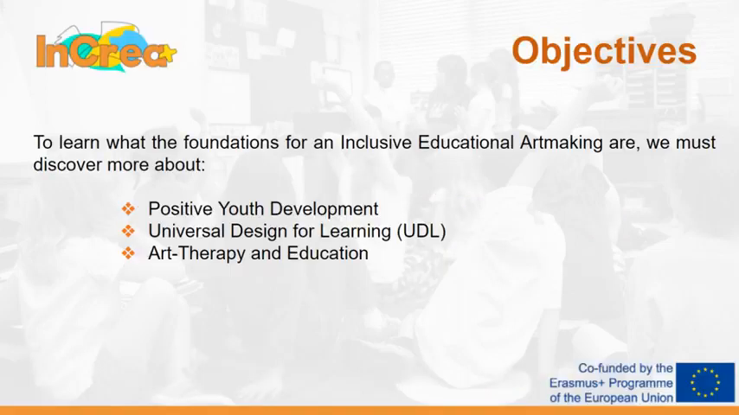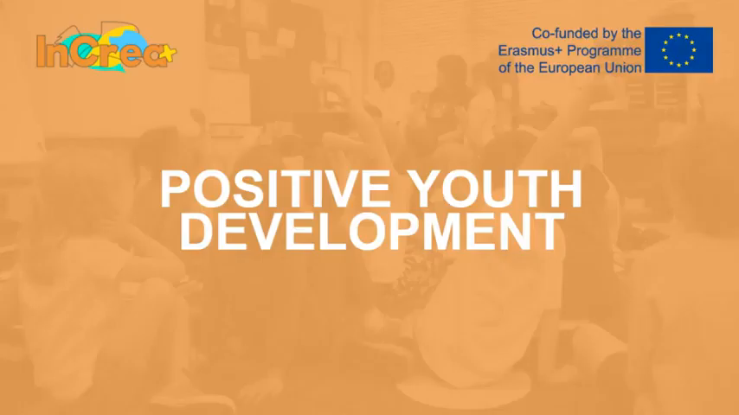In this lesson we will learn about three key frameworks and approaches which are positive youth development, universal design for learning, and art therapy in education. Let's get started with positive youth development.